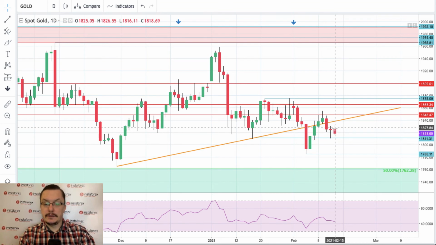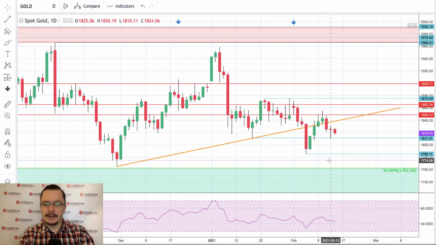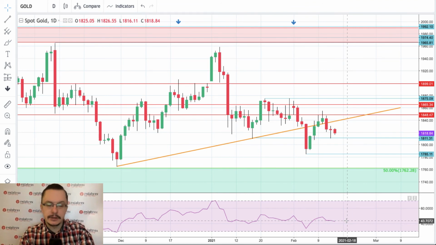So gold is apparently in a range between 1,874 and 1,785. That's a $90 range, around testing the trend line, and testing the technical resistance and supports. The RSI is, as you can see, rather negative, and it's weak because it's only at 43 points. So the general sentiment on gold is rather negative. It's more negative than positive.